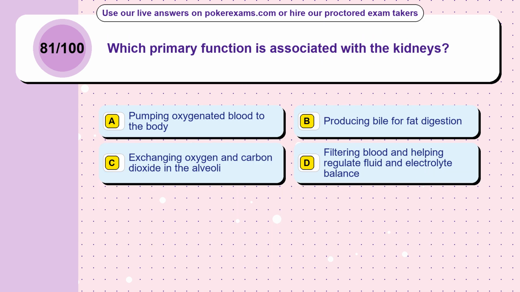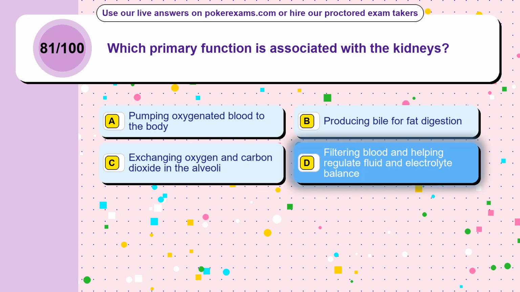Question 81. Which primary function is associated with the kidneys? Option A, pumping oxygenated blood to the body. Option B, producing bile for fat digestion. Option C, exchanging oxygen and carbon dioxide in the alveoli. Option D, filtering blood and helping regulate fluid and electrolyte balance.